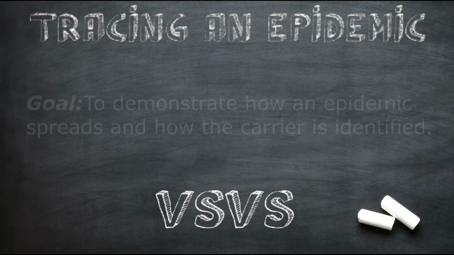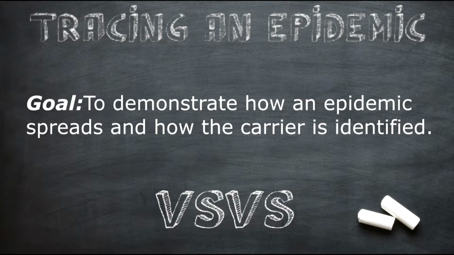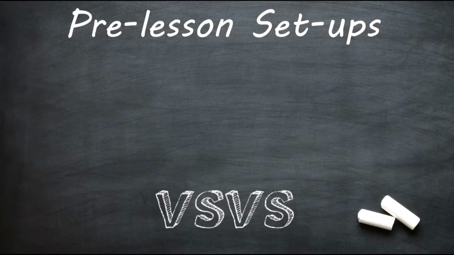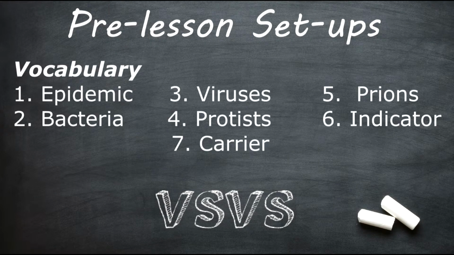Tracing an epidemic. The goal of this lesson is to demonstrate how an epidemic spreads and how to find the carrier. In this lesson, the class will participate in a mock epidemic that spreads throughout the class undetected. Afterwards, the class will use an indicator to determine who was the carrier, who was infected, and how the disease spread.